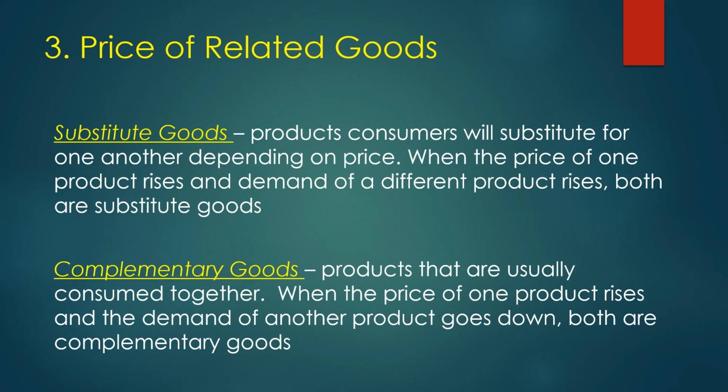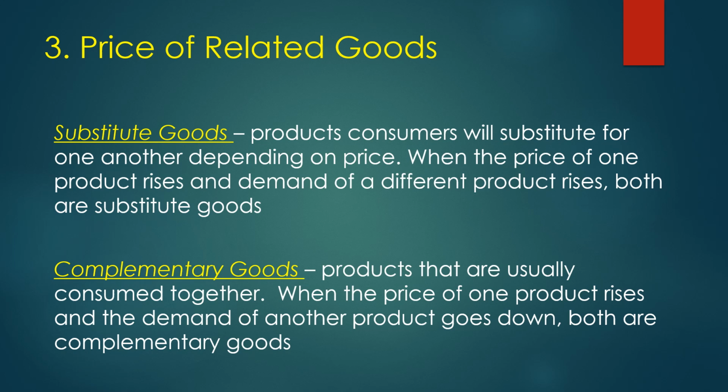Number three, the price of related goods. So prices of related goods, we can break that down into two different types. We have what we call substitute goods, which are products consumers will substitute for one another depending on price. When the price of one product rises and demand of a different product rises, both of them are substitute goods. So something we could think about is, let's say, football games and baseball games. Let's say the price of football games continues to go up. Now the demand for baseball games is also going to go up.